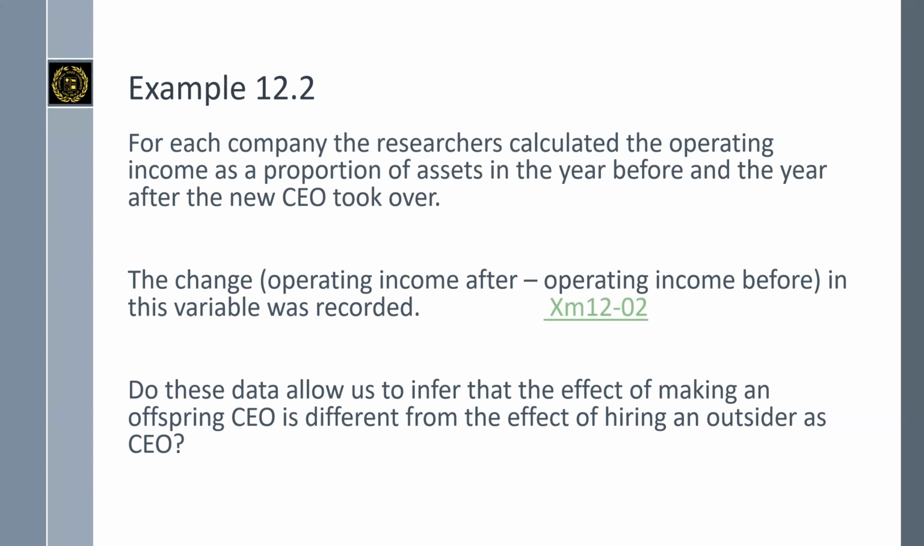And here is our actual question. Does the data allow us to infer that the effect of making an offspring CEO is different from the effect of hiring an outsider as CEO? So the key word that you should focus in on, you have two groups, obviously. So somebody who passed it on to an offspring, someone who hired an outsider, two groups. So you know it's a two sample t-test. The next is different. So anytime you've seen different before, it's not equal.